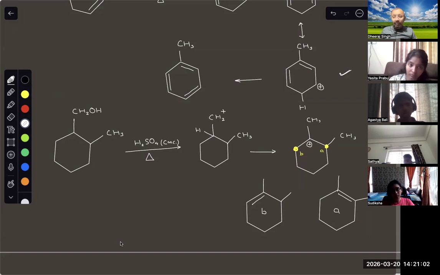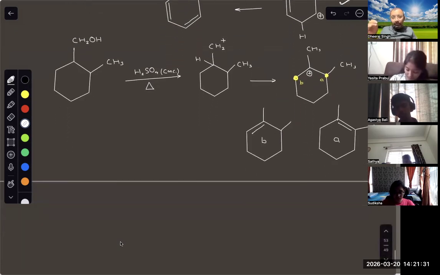It'll be A. More substituted alkenes are always preferred if they can get formed. So in E1, more substituted alkenes will get preferred. Things will go towards more stability, or thermodynamic control. Thermodynamics will drive here. Kinetics will not drive, or entropy will not drive the situation here.